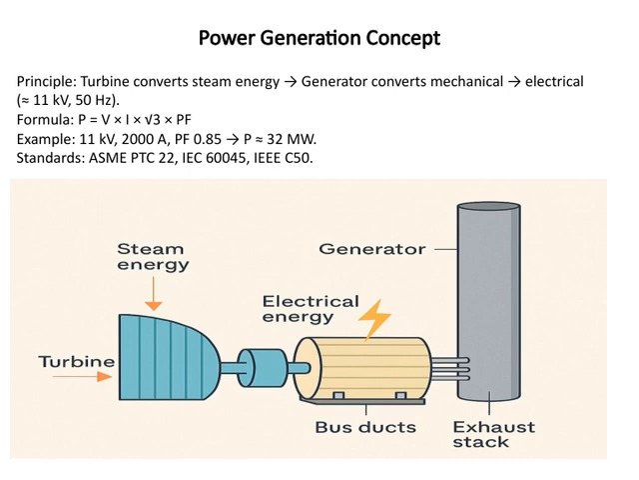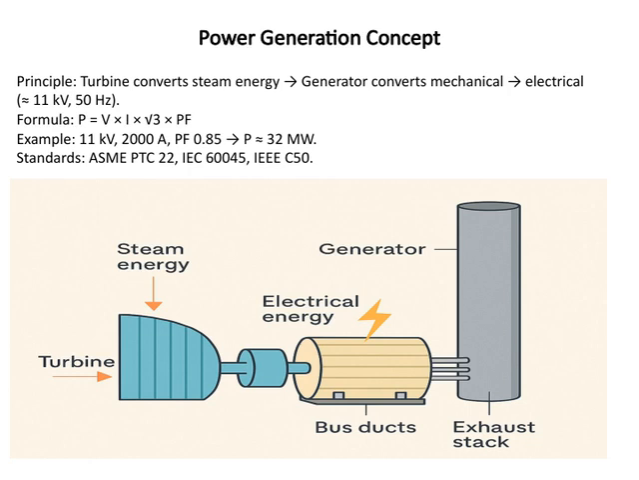For example, if we have an electrical system at 11 kV with a current of 2000 amperes and a power factor of 0.85, plugging these into the formula gives us an approximate power output of about 32 megawatts.